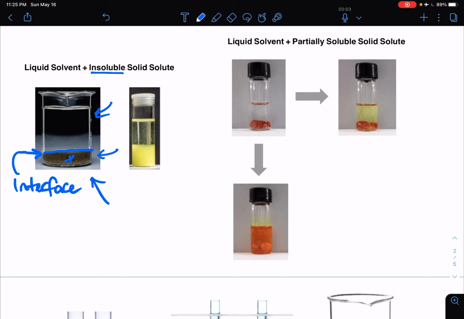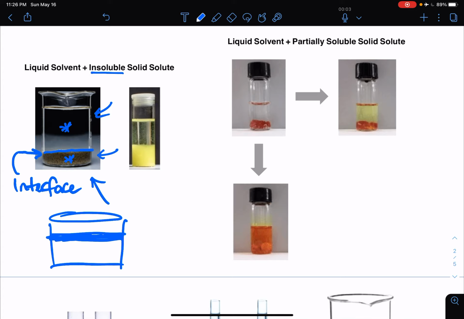And if you take a sample from here and you take a sample from there, you will find that those two samples have completely different physical and chemical characteristics. So, two different phases, an interface. That's what it's going to look like when you have an insoluble solid solute in a liquid solvent. Also, you can have an insoluble solid solute and liquid solvent where your solute is floating on the top instead of sinking down like the sand would do.